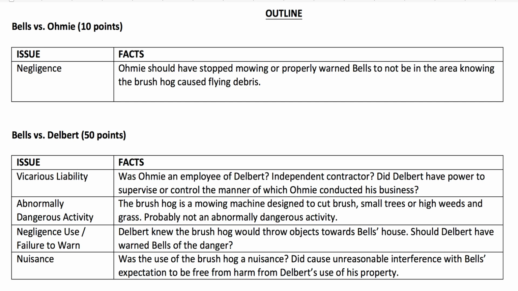The Bells versus Delbert issues are obviously where most of the points are. If you spot all 4 issues, you probably get about 25 points here, and if you're able to work in the facts in a coherent discussion, you are well on your way to getting most of the points and a good grade. Okay, so recap.